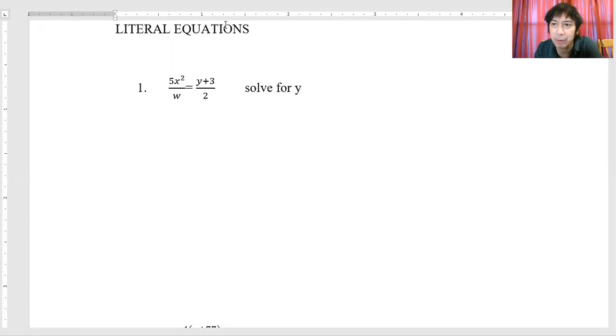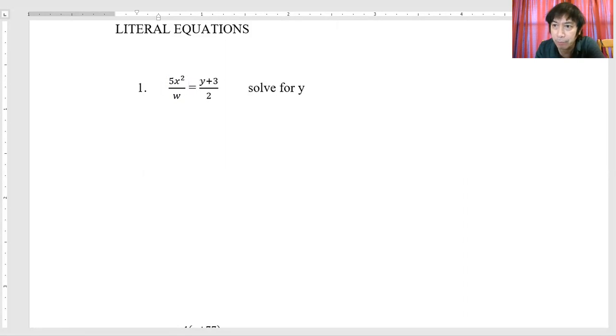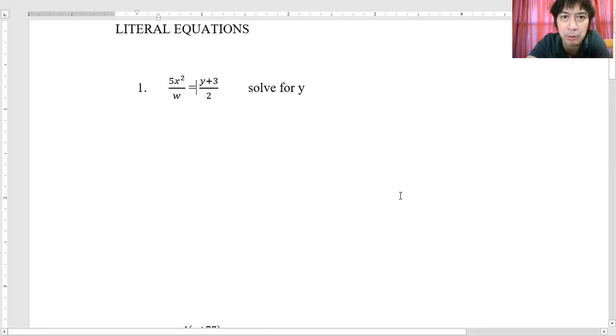Okay, for the following literal equations, you are asked to solve for a particular letter in terms of the other variables. So for the first number here, you have an equation 5 times x squared over w is equal to y plus 3 over 2. Okay, so you can see the equation over here. Now you're asked to solve for y in terms of the other variables. All right, so let's have the solution. All right, let me show you the solution.